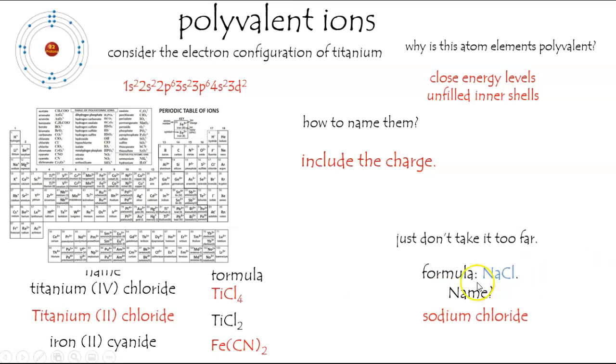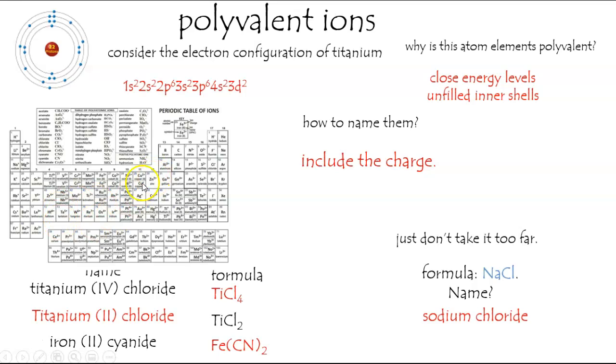Don't take it too far, however. See sodium chloride here? We wouldn't call that sodium 1 chloride. It's monovalent. Which are the ones that are monovalent? Group 1, always. Group 2, always. Things that lack the D blocks going up to here.